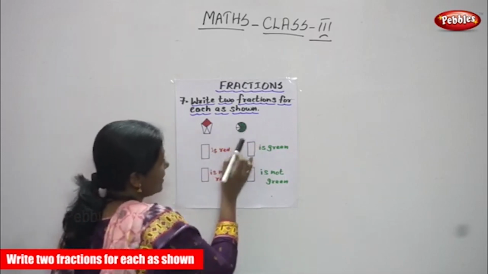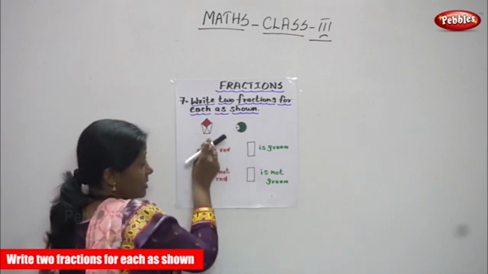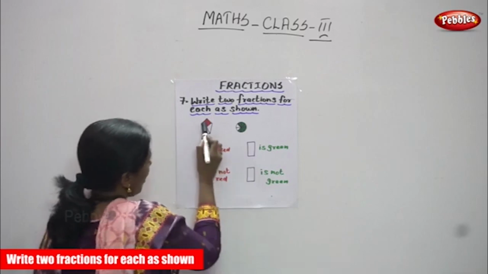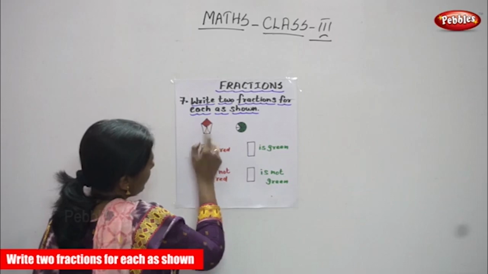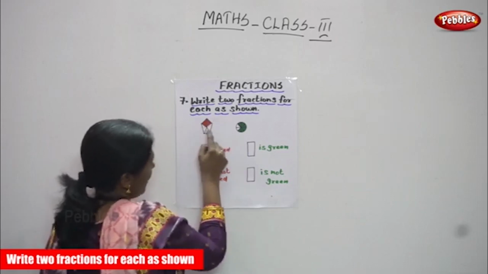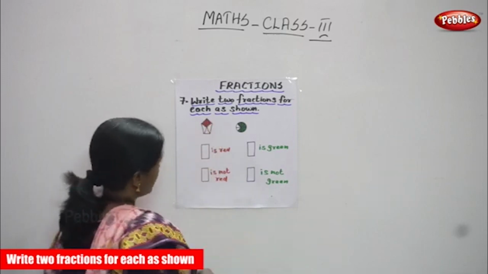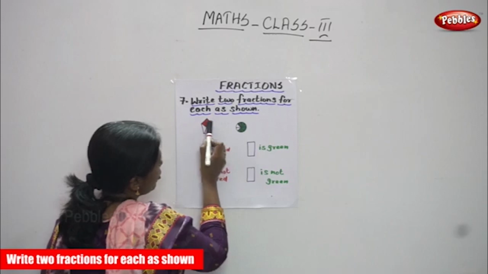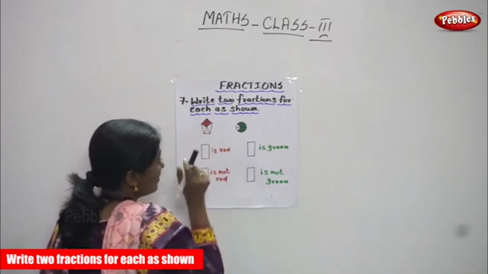This is a circle. So first we have to discuss this pentagon diagram. So 1, 2, 3, 4, 5 parts, this is called a pentagon. How many parts are shaded? This diagram I cut into 5 parts. First part, second part, third part, fourth part, fifth part. So I cut it into 5 parts. But I shaded how many parts? Only 2 parts in red color. 2 parts I shaded in red color.